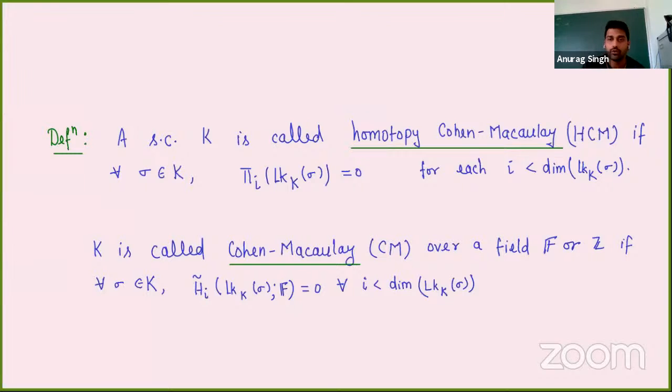A complex is called homotopy Cohen-Macaulay when, for any face sigma, the homotopy groups up to the dimension of the link are always trivial. On the other hand, if you don't want to consider the homotopy groups and just focus on the homology groups, these complexes are called Cohen-Macaulay over the field F, where the field is used in computing the homology of these links.